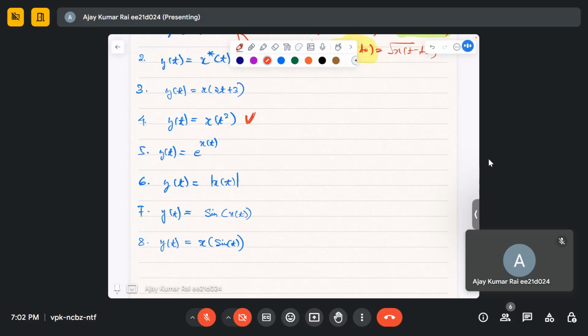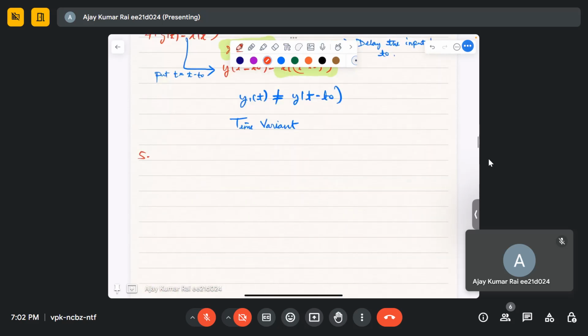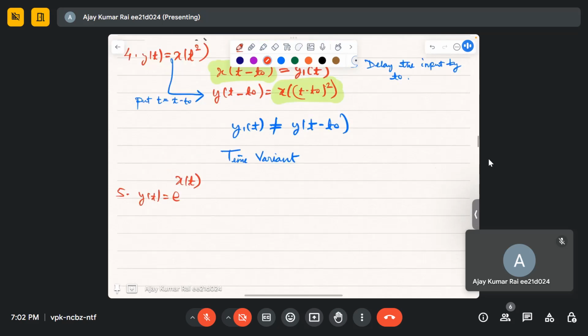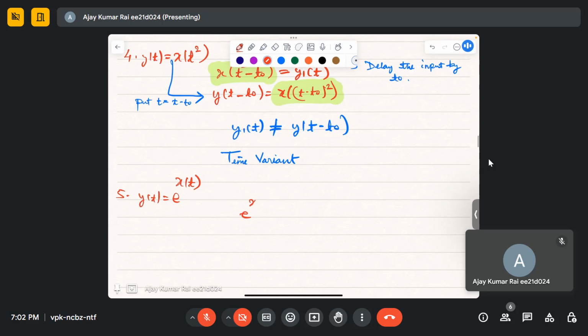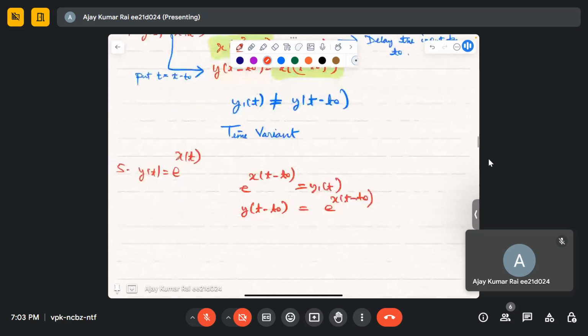So let's do this fifth one. Y of t is e of x of t. Let me delay the input. Delay the input, what will you get? E of x of t minus t naught. This is also linear. This is y1 of t, and if I just put t minus t naught in this equation, I will get e of x of t minus t naught. This is a linear system.